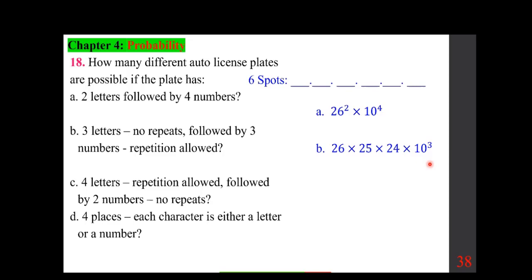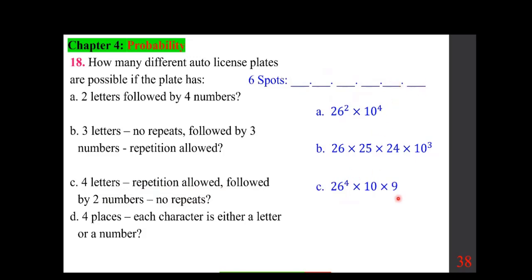4 letters, no restriction, so all of them are 26. And then 2 numbers we can't repeat. So this one is 10, but this one goes down and it becomes 9. So the first 4, 26 to the power of 4, and the last 2, 10 and 9.